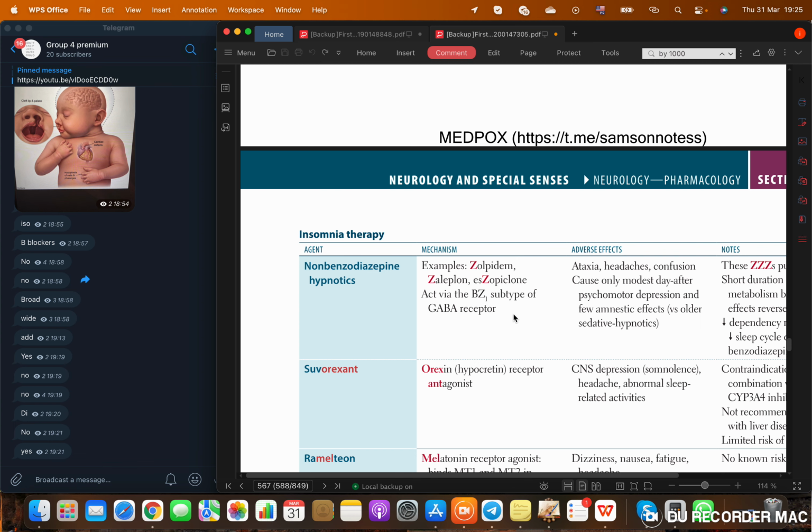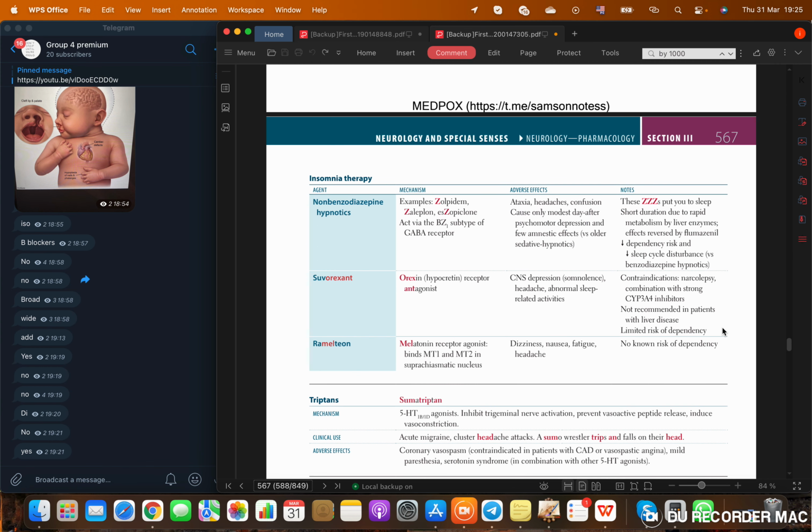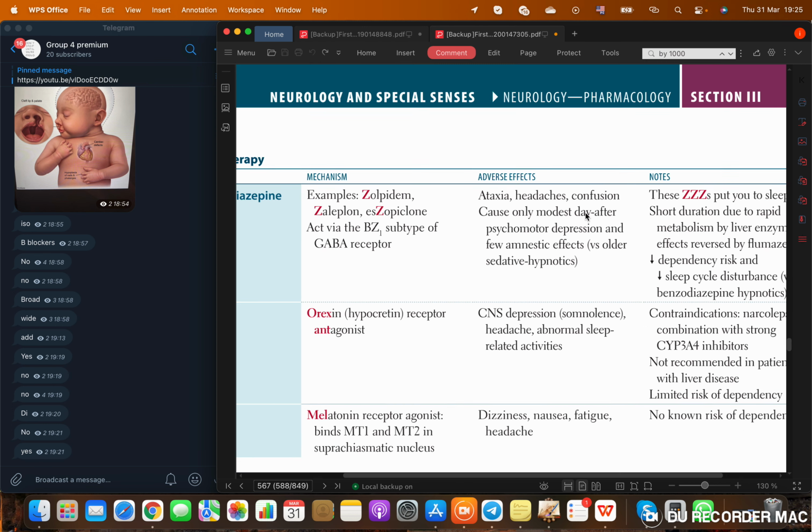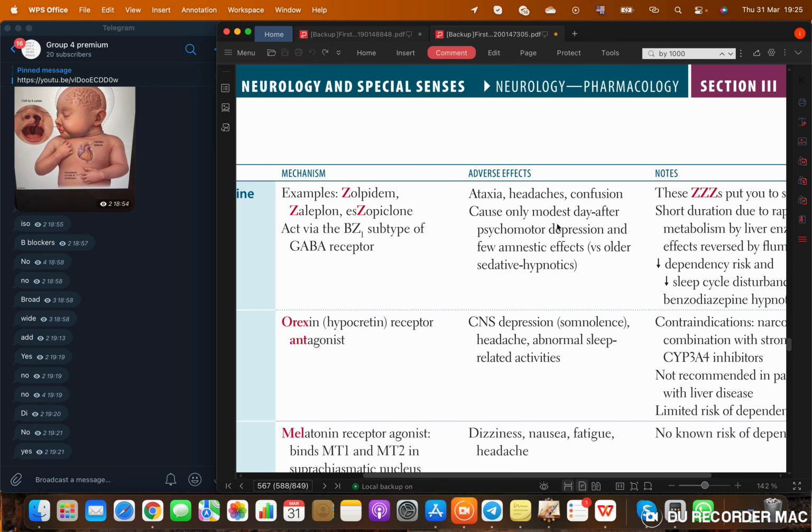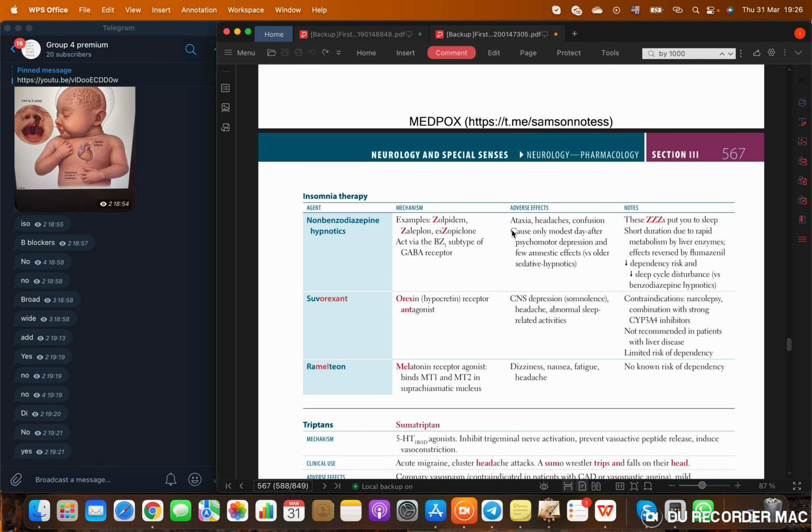So it's not the exact receptor as the benzos. That's the idea. The patient will have ataxia, headaches, confusion, and only modest next-day psychomotor depression and a few amnestic effects. Still, all of this stuff that it can cause will be occurring at what time of the day? When you are laying in the bed. So most of these symptoms you will not be caring too much about, because you are already trying to put yourself to sleep.